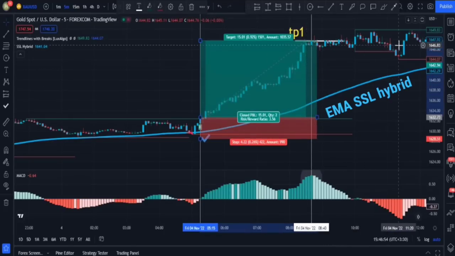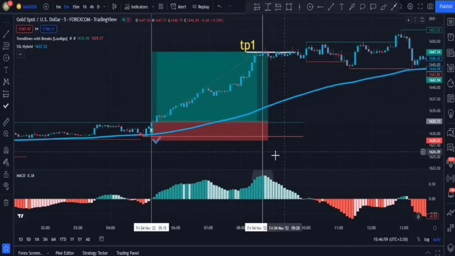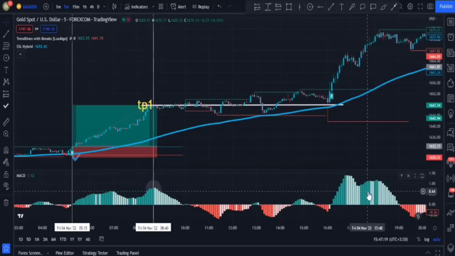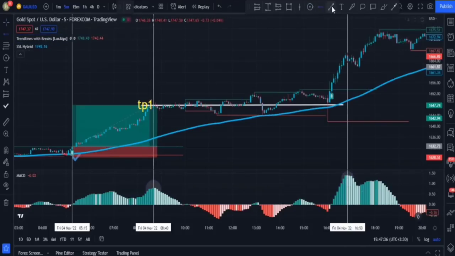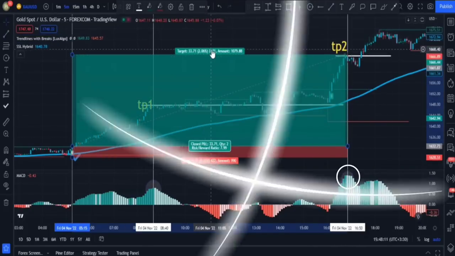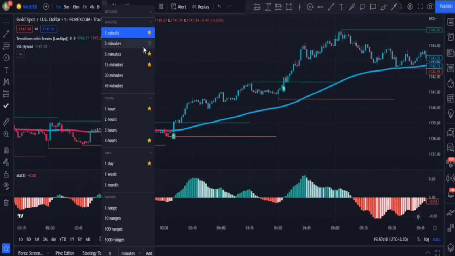As long as the price is above the SSL line and the SSL Hybrid is blue, I can use the MACD to find my next TPs as well. Let's see some more examples in the 1 minute time frame.